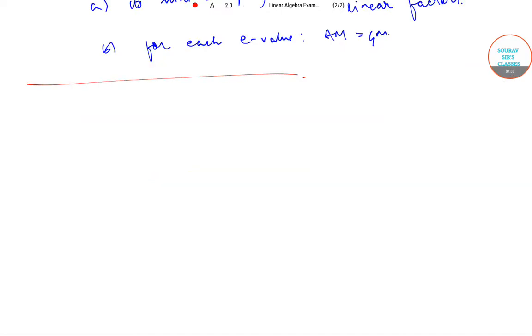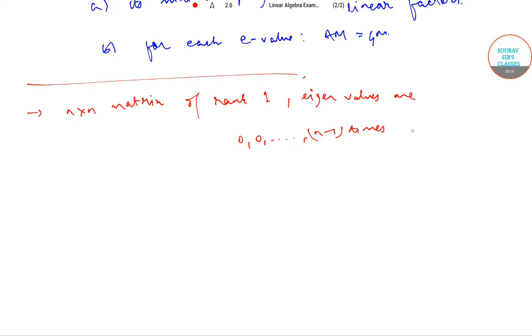A few more results. For any n cross n matrix of rank 1, eigenvalues are 0, 0, 0, n minus 1 times and trace of A.